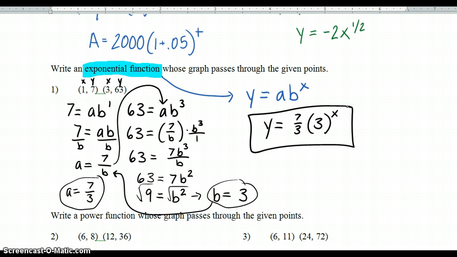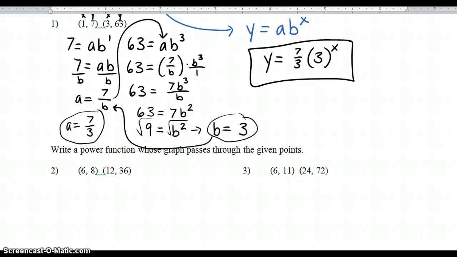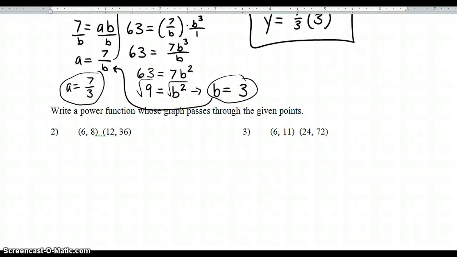Right, so it's very similar to the types of problems we've done before with linear functions and quadratic. It's just this time it's an exponential. Alright, let's keep going on to example number 2. Let me erase this so we can read it a little bit better.